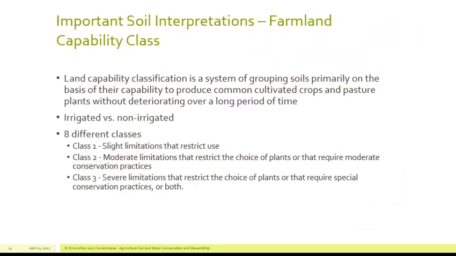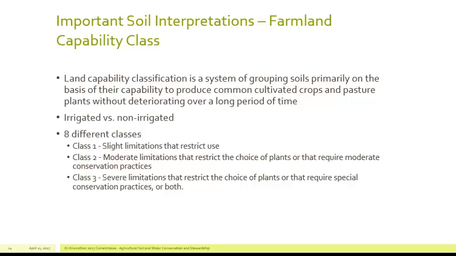One of the most important interpretations that we use is farmland capability class. This groups soils into 8 different categories. There's an irrigated and non-irrigated capability class interpretation. In New Jersey, we mostly only have non-irrigated capability class interpretations for each soil.